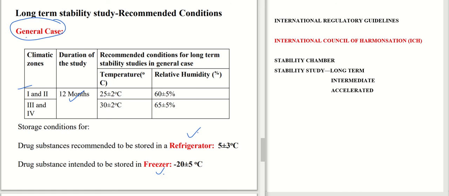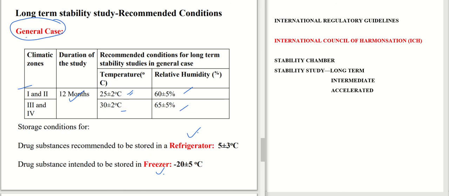Normally in the general case, and that too for climatic zones 1 and 2, the temperature to be maintained is more or less nearly the room temperature of 25 plus or minus 2 degrees, and relative humidity to be maintained is 60 plus or minus 5. For zones 3 and 4, because they will be hot and dry, and hot and humid, the temperature to be maintained should be 30 plus or minus 2, and humidity 65 plus or minus 5.